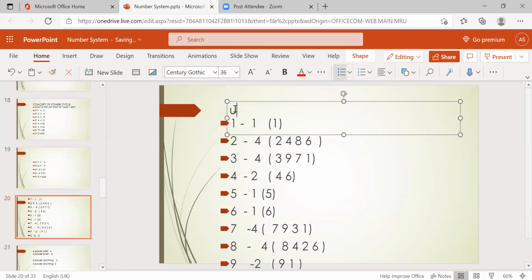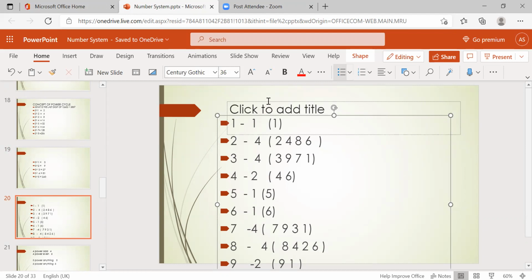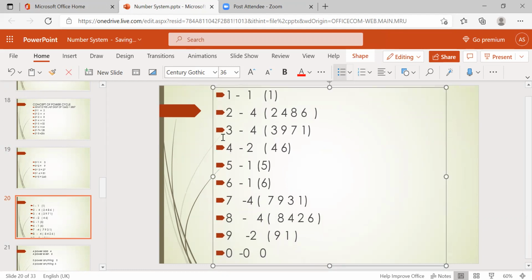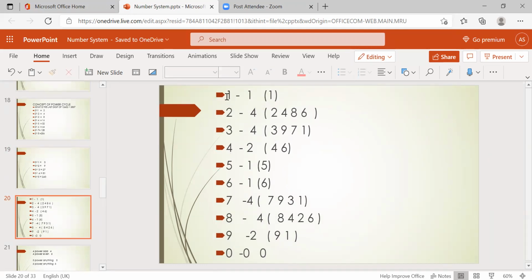Now check the remaining numbers. 1 has a 1 time repetition, and 2 has a 4 cycle. The power cycle is 2, 4, 8, 6. And 3 also has a power cycle of 4: 3, 9, 7, 1.